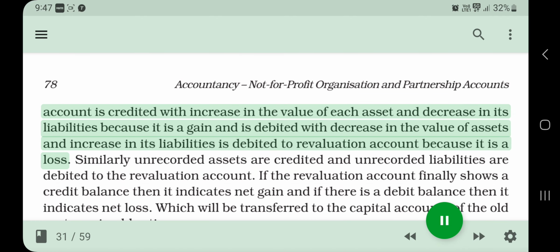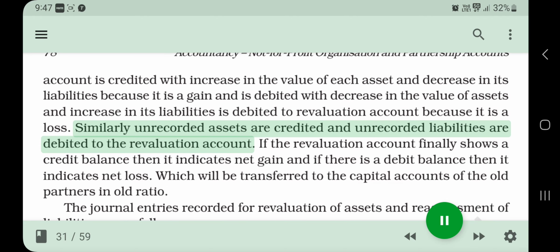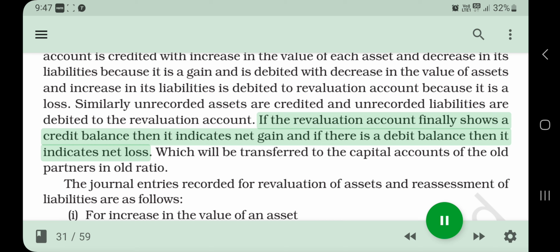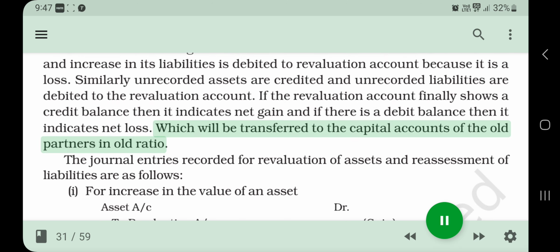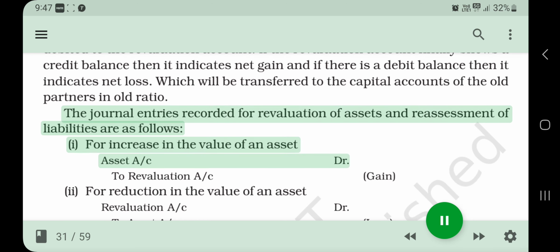Account is credited with increase in the value of each asset and decrease in its liabilities because it is a gain, and is debited with decrease in the value of assets and increase in its liabilities because it is a loss. Similarly, unrecorded assets are credited and unrecorded liabilities are debited to the revaluation account. If the revaluation account finally shows a credit balance, then it indicates net gain, and if there is a debit balance, then it indicates net loss, which will be transferred to the capital accounts of the old partners in the old ratio. The journal entries recorded for revaluation of assets and reassessment of liabilities are as follows.